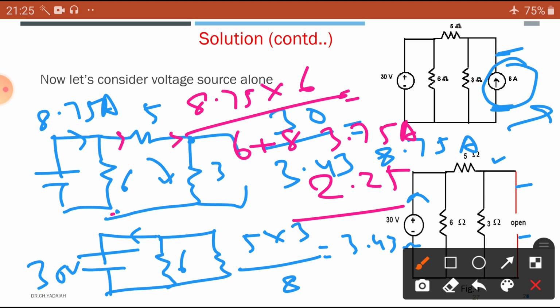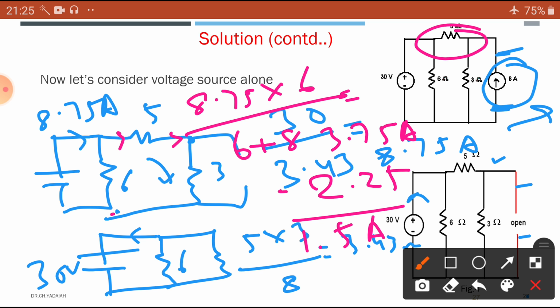But what will happen? The direction is reversed, so simply subtract it. Then we are going to get the resultant current, that is 1.5 amperes current in the required 5 ohm resistor.